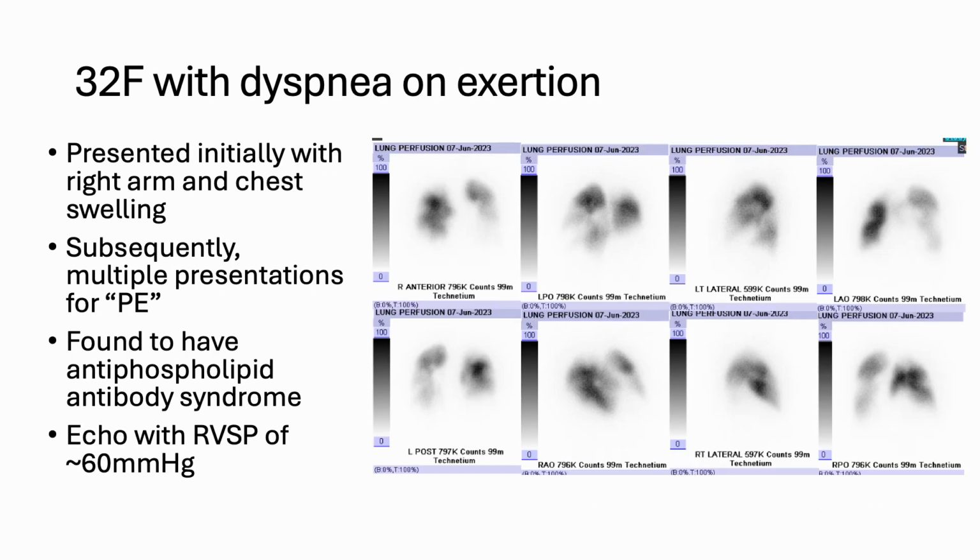This is a 32-year-old woman with dyspnea on exertion. She presented, like many of our patients, with swelling and subsequently was found to have multiple presentations for pulmonary embolism, or what was thought to be that. She was also found to have antiphospholipid antibody syndrome, and her initial echo showed an RVSP of approximately 60 millimeters of mercury, suggesting pulmonary hypertension.